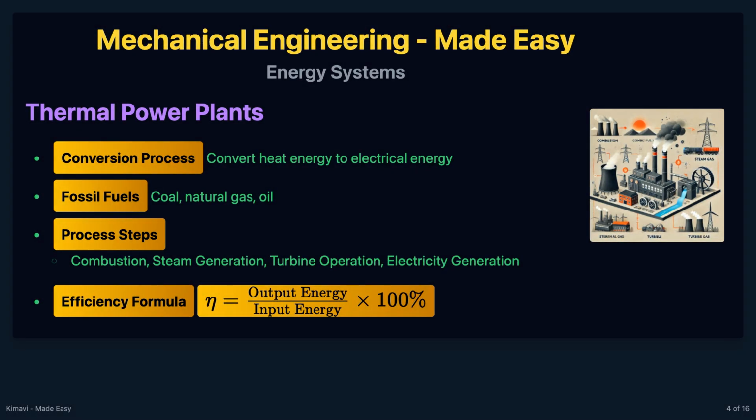Thermal power plants convert heat energy into electrical energy. The primary sources of heat in these plants are fossil fuels such as coal, natural gas, and oil. The basic process involves combustion, steam generation, turbine operation, and electricity generation. The efficiency of a thermal power plant can be expressed as eta equals the output energy divided by the input energy, multiplied by 100%.